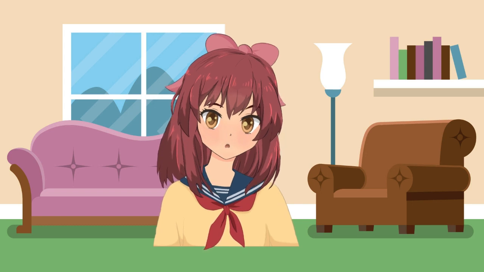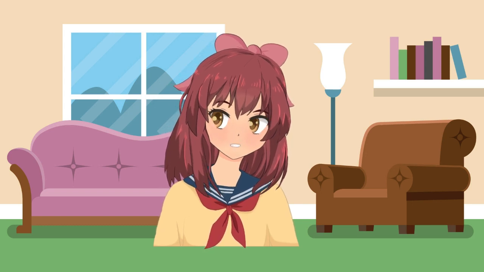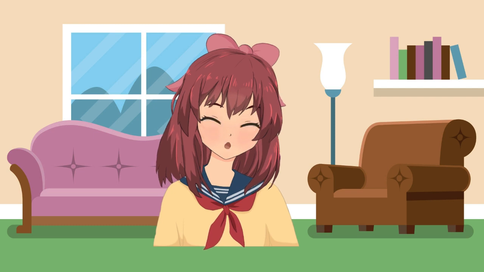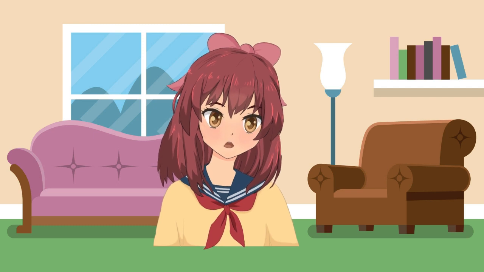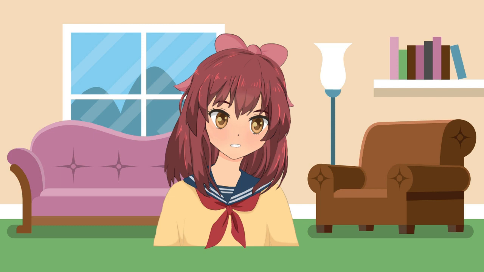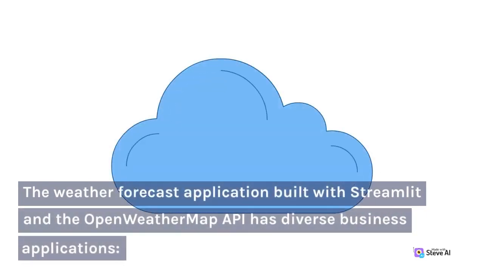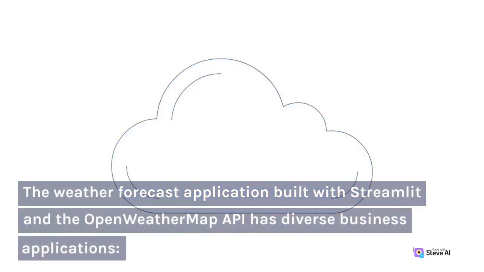In this video, we will guide you through the process of creating a Streamlit app that accepts a city name and returns the current weather forecast. We will be using the OpenWeatherMap API to fetch weather data and parsing it using Python. So let's get started. The weather forecast application built with Streamlit and the OpenWeatherMap API has diverse business applications.